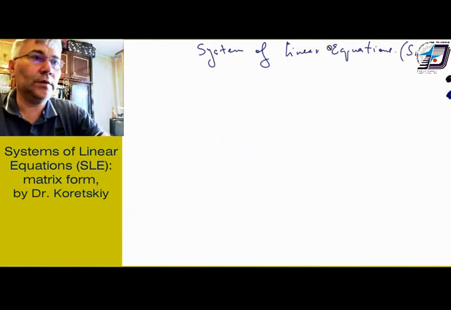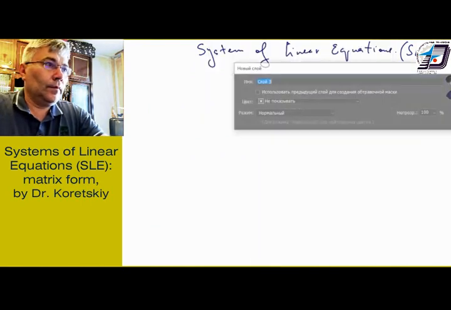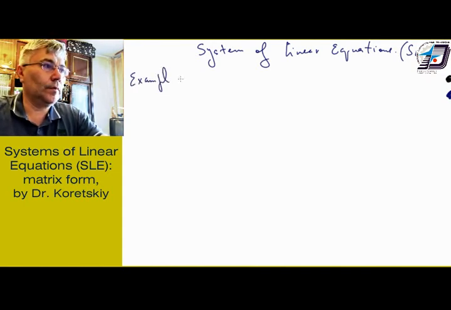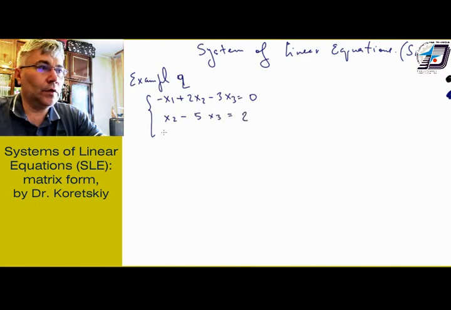Okay, next step. Example 2. I have the following system of equations: minus x1 plus 2x2 minus 3x3 equal 0, x2 minus 5x3 equal 2, and x1 plus x2 equal 10.